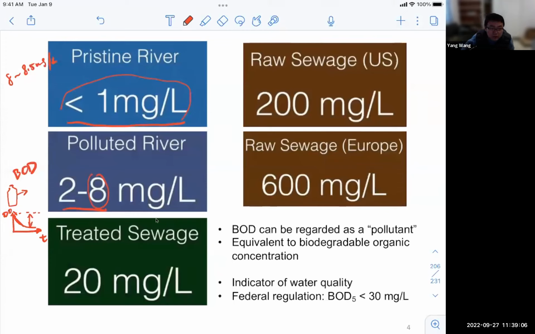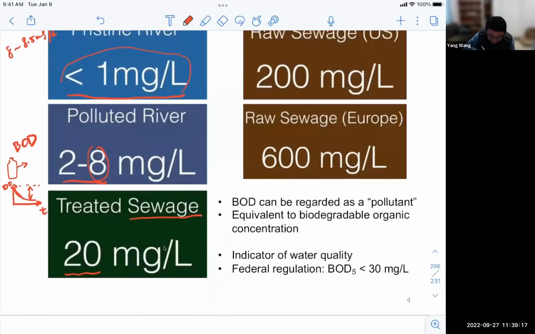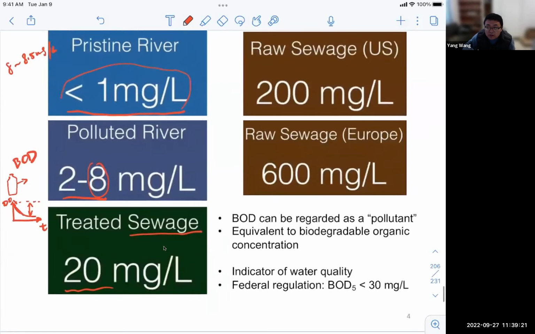And then about the sewage, for example, the treated sewage, this is what we have from the wastewater treatment plant. Normally that's in the range of around 20 milligram per liter. So already, if you have this treated sewage there, it does not support any living species inside, because you don't have sufficient oxygen, because this value is higher than 8 to 8.5 milligram per liter.